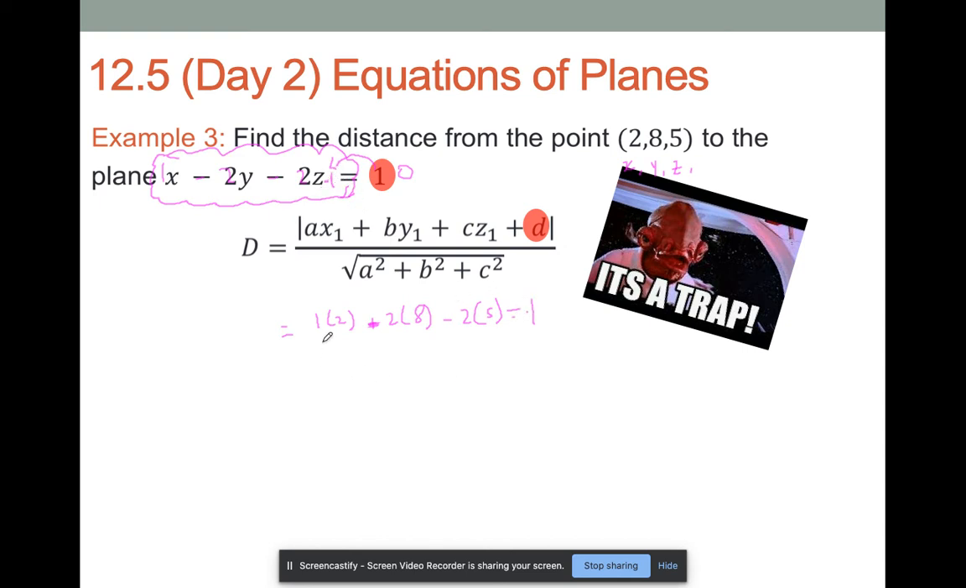Minus 1 divided by the square root of 1 squared plus negative 2 squared plus negative 2 squared. Now this ends up to be a negative number, so I need these absolute value signs, right? Because this is 2 minus 16 minus 10 minus 1. So that's negative 25. Take the absolute value of it, though, and I get 25 thirds.